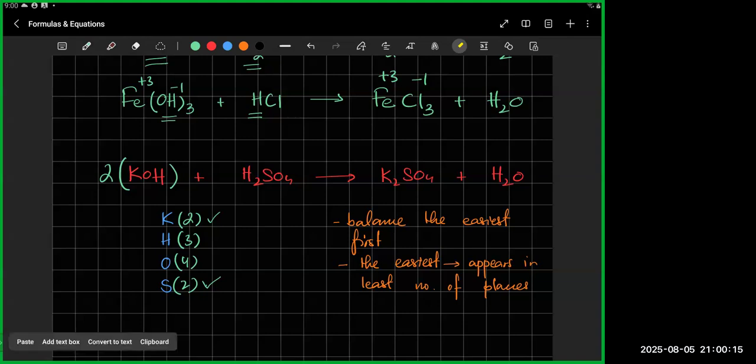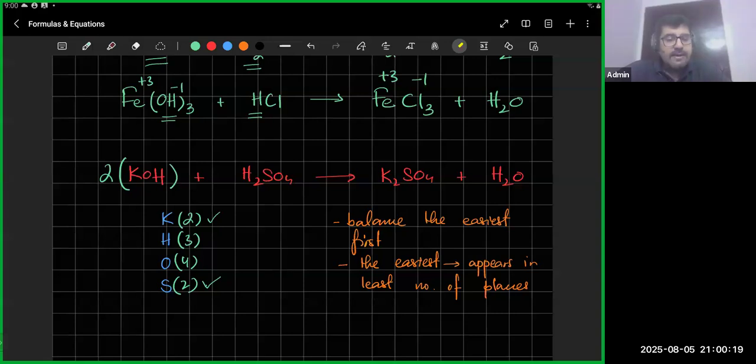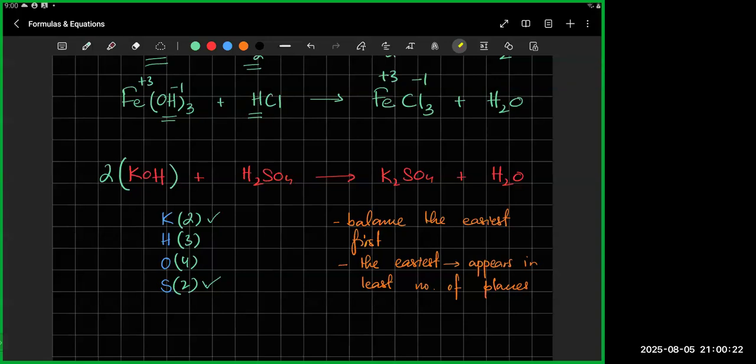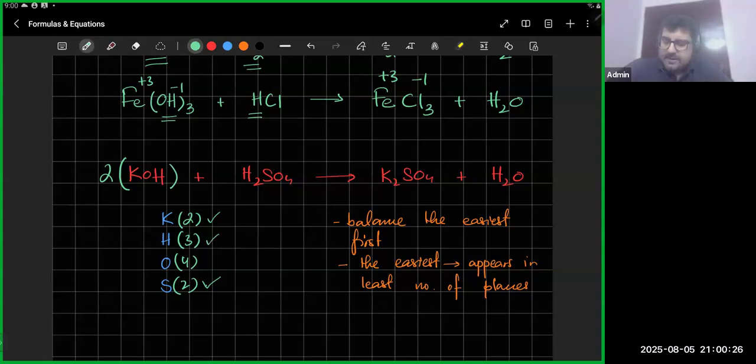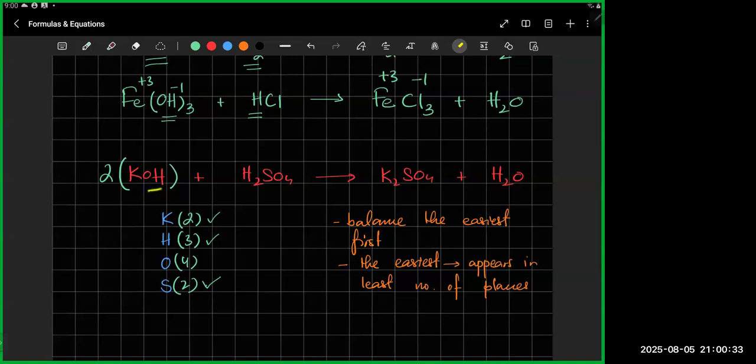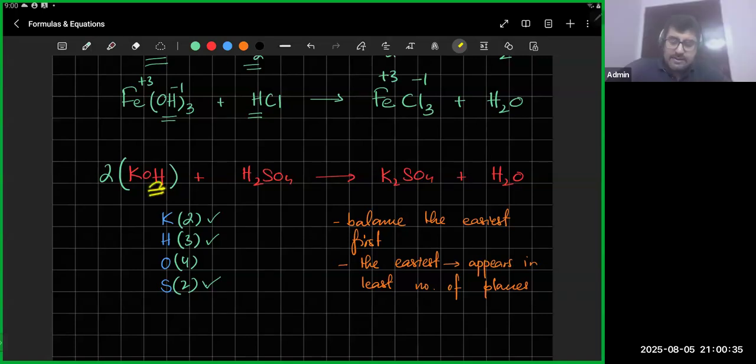Now O and H, which one should I balance? O or H? H, sir. So I'm going to go with the easier one. I'm going to balance H, right? How many H's do I have over here? I've got two H's in either molecule. There was one H, but since it's being multiplied by two, there are two molecules, so that's two H's. Two H's here, two H's here, that's a total of four H's, right?